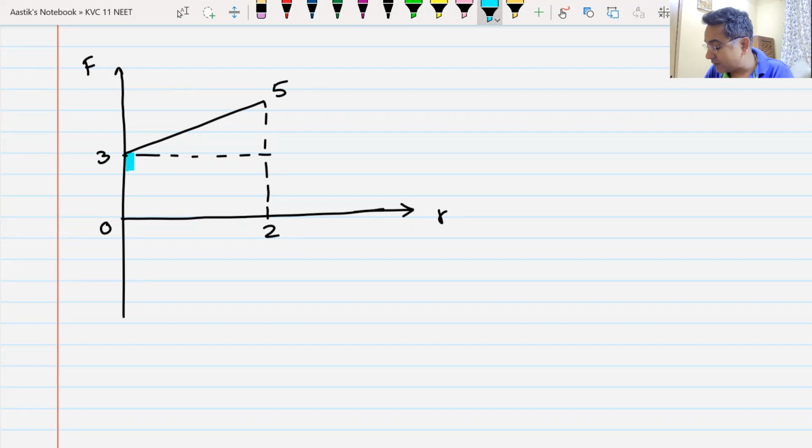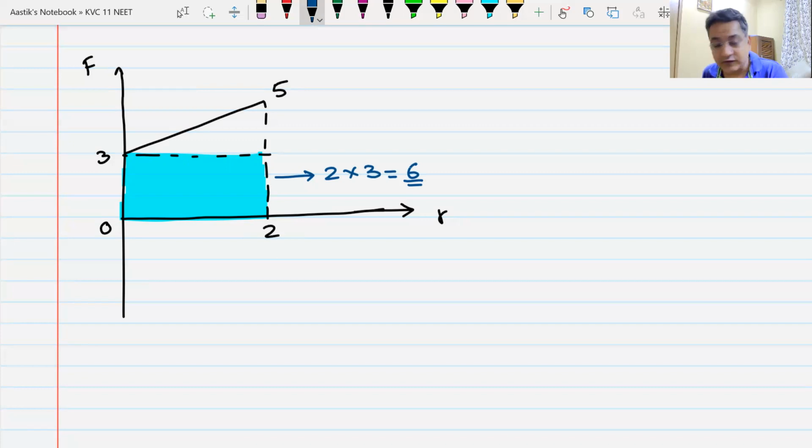So what I will do, I will break it up into two diagrams. What are these two diagrams? One is my blue thing. This blue is a rectangle, so I can find out the area of this rectangle. Can anyone help me finding out the area of this rectangle? Length into breadth. What is the length? 2. What is the breadth? 3. 2 into 3 is 6. 6 joules is the area of this.